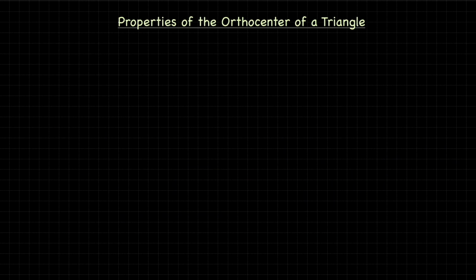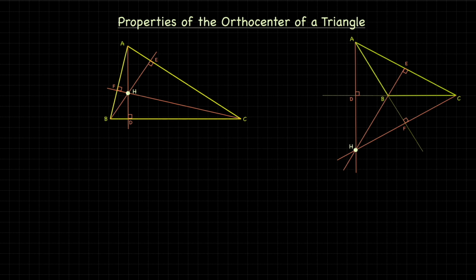In this video, I'm going to describe and prove some properties of the orthocenter of a triangle. We're going to use these two examples. The one on the left is an acute triangle. All three angles are acute angles. The one on the right is an obtuse triangle.